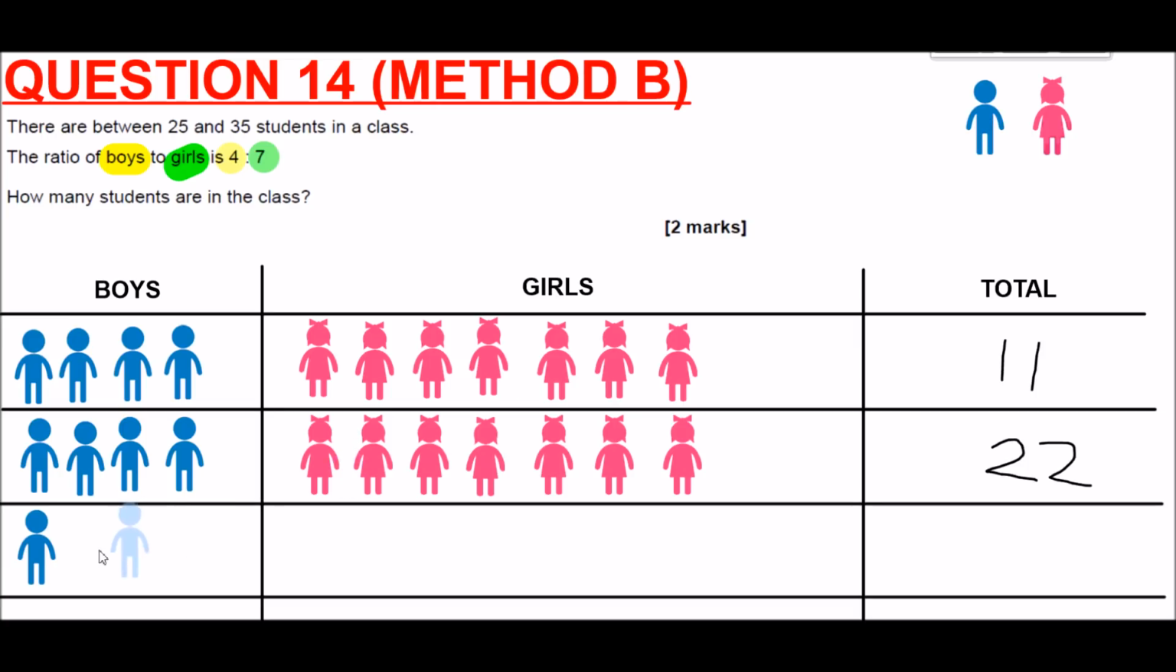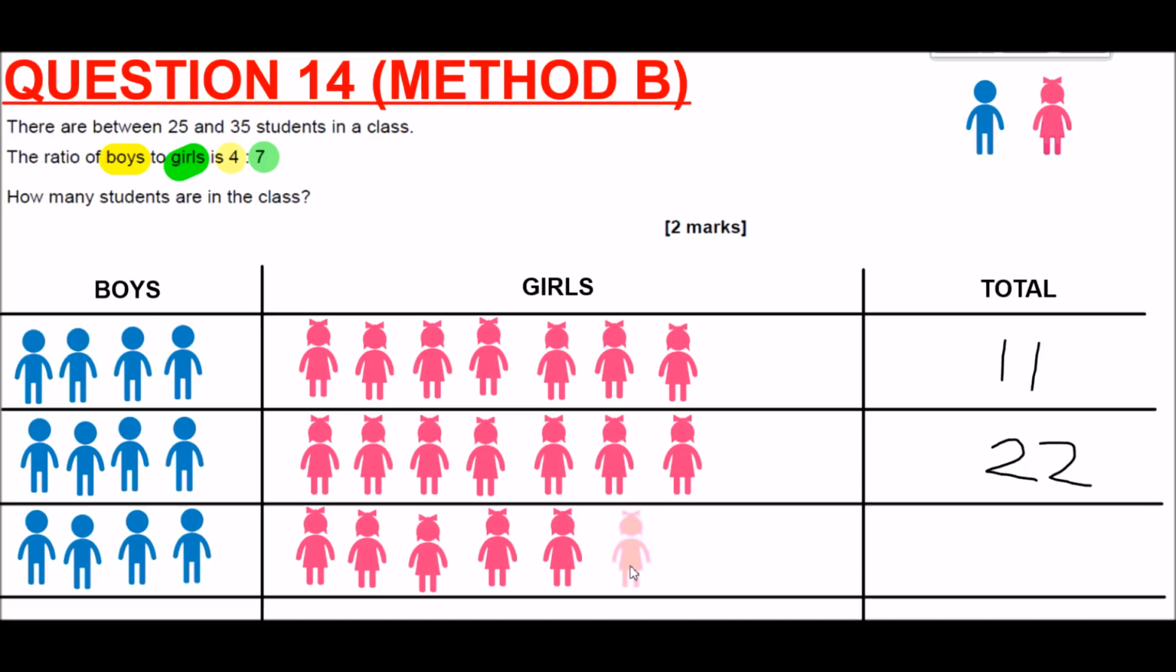So 1, 2, 3, 4 boys, and another 7 girls. 1 girl, 2, 3, 4, 5, 6, 7. If you add all those boys and girls up, that would be a total of 33, which is what we want. And so that's the question done. So there'll be 33 students altogether in the class.